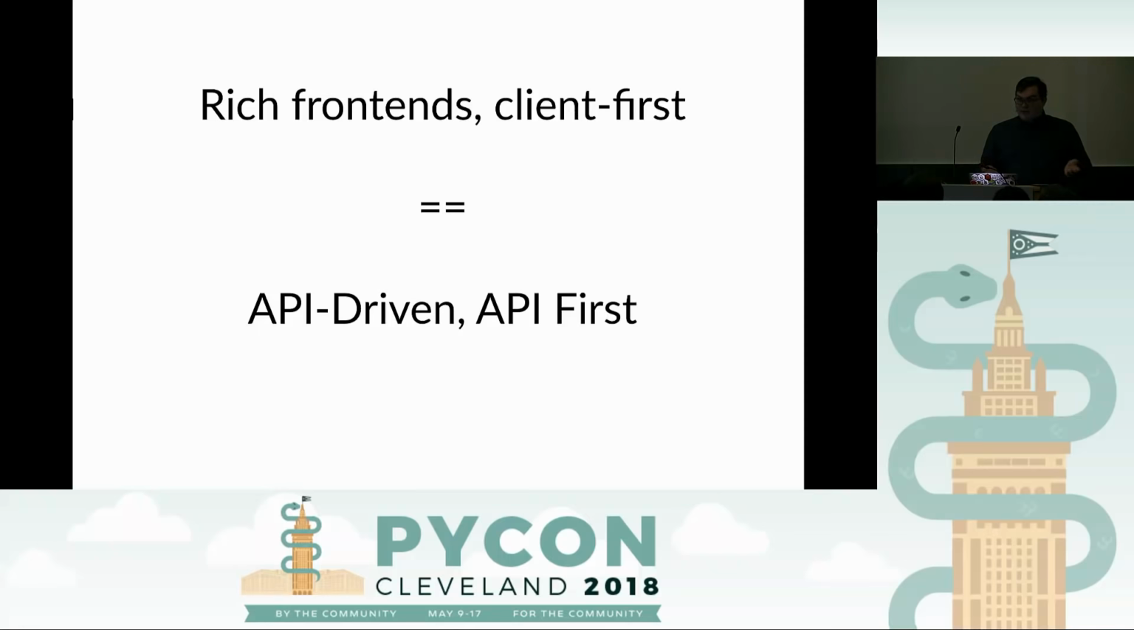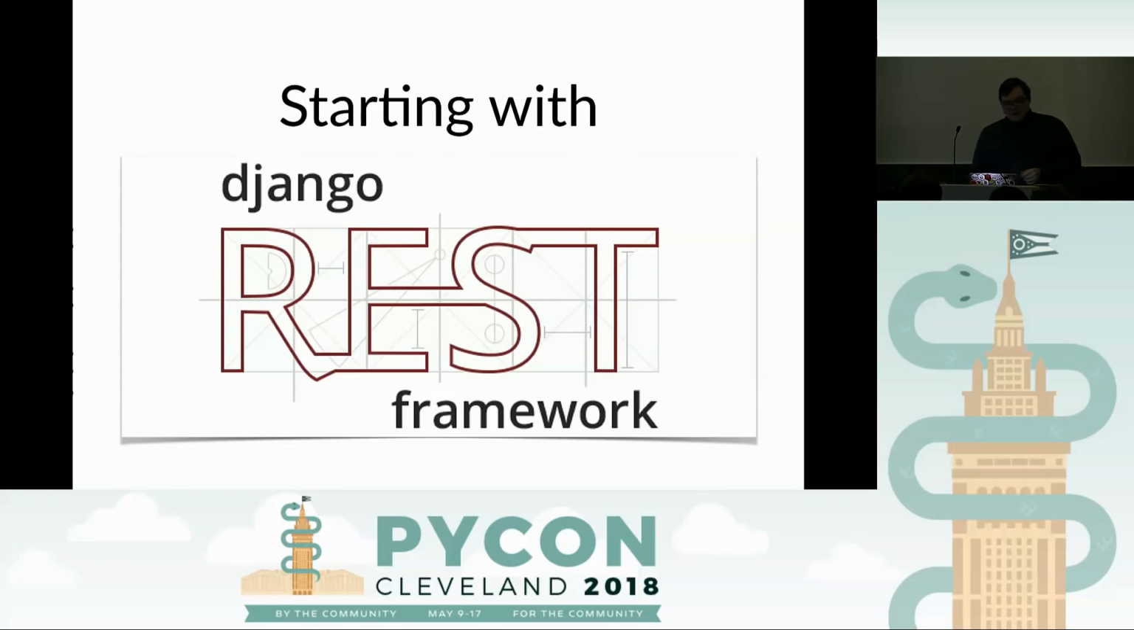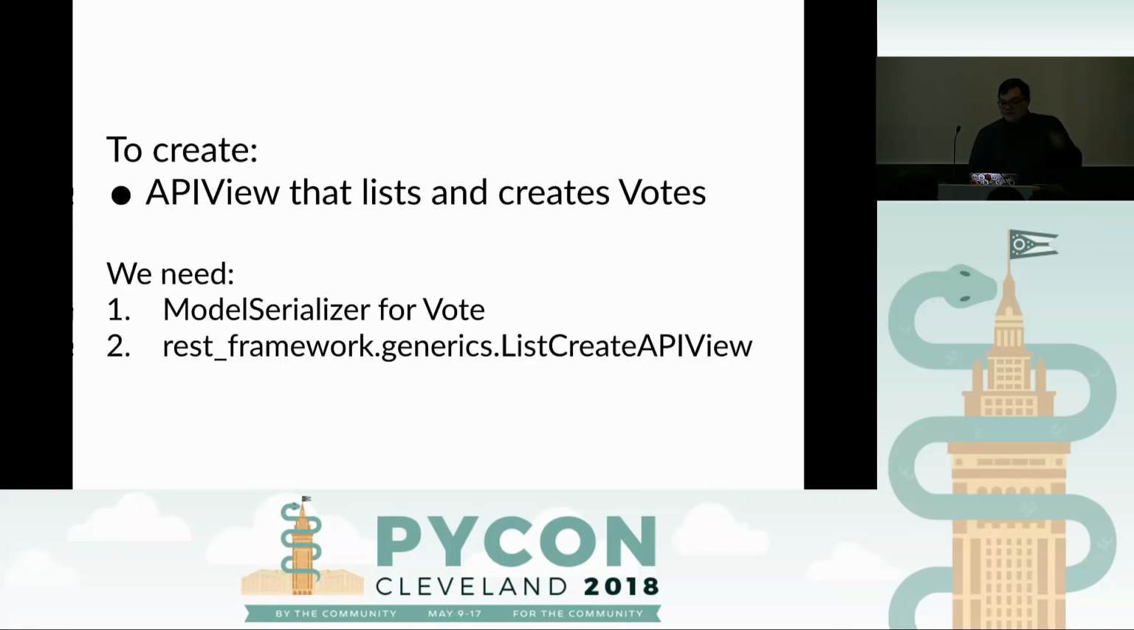But for quick prototyping, especially if you're trying to prototype what an endpoint might look like or what a view might look like, you want to have the full-featured ability of the Django template engine. We can get the best of both worlds, and that's what we're going to dive into next. So we're going to start playing with Django REST framework. And hopefully, you'll see that immediately, to create that same view, a view that lists and creates votes, we need way fewer things. All we need to get going is a model serializer for the vote and a REST framework generics ListCreateAPIView. So what do I mean by a model serializer?